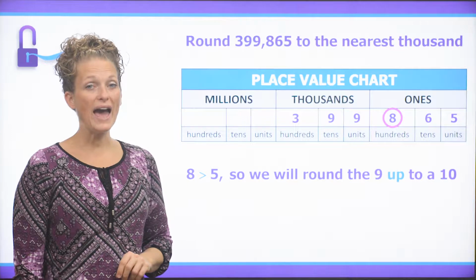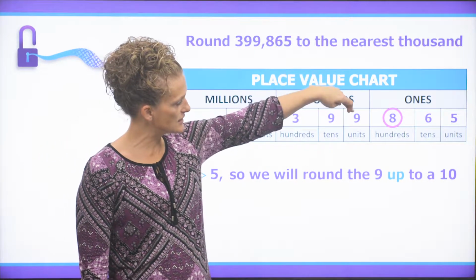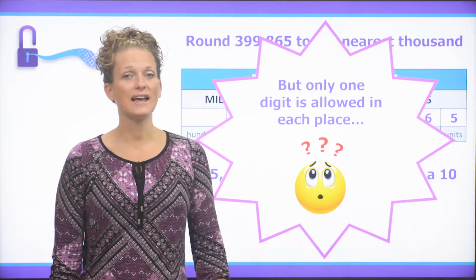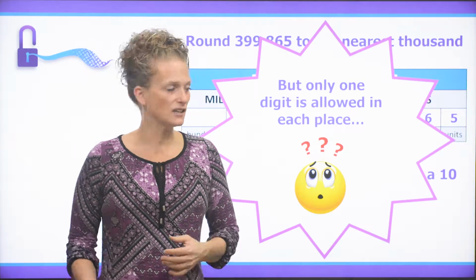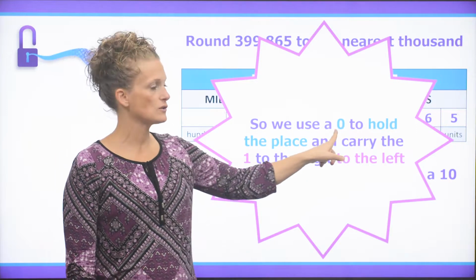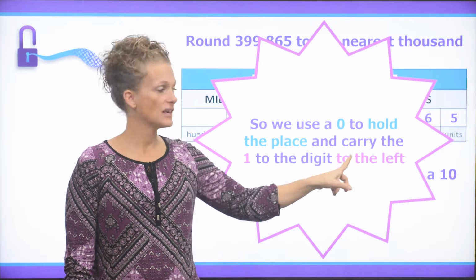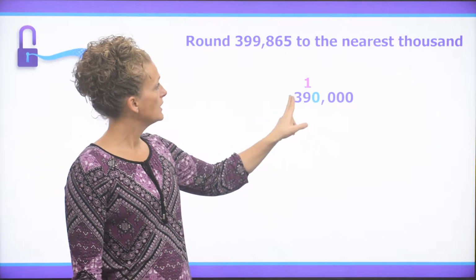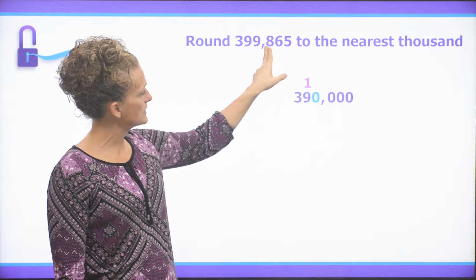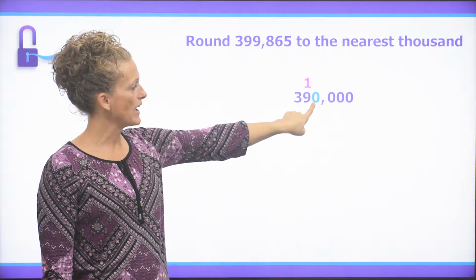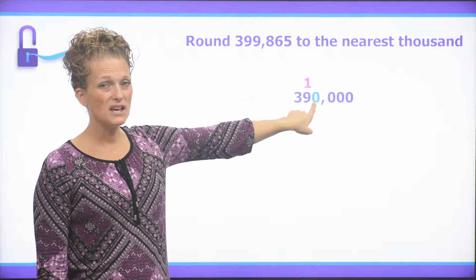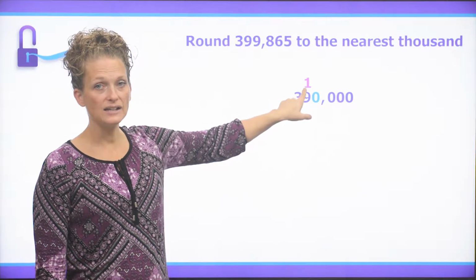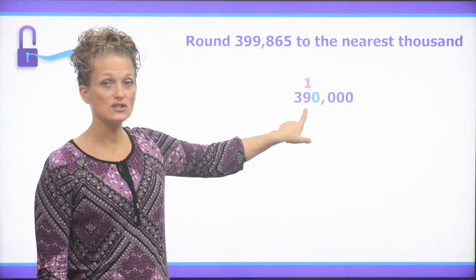So we're going to add 1 to the rounding digit, but we can see that only 1 digit is allowed in each place, so we cannot write 10. So what we have to do is use a 0 to hold the place, and then carry the 1 to the digit to the left. So we have 399,865. We want to round the thousands digit, but it becomes a 10. So we have to have a 0 and add a 1 to the next digit to the left.